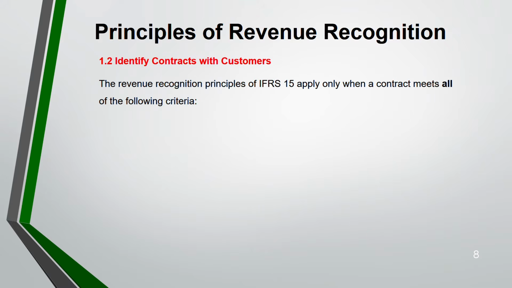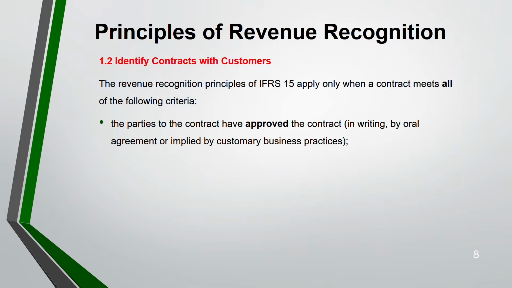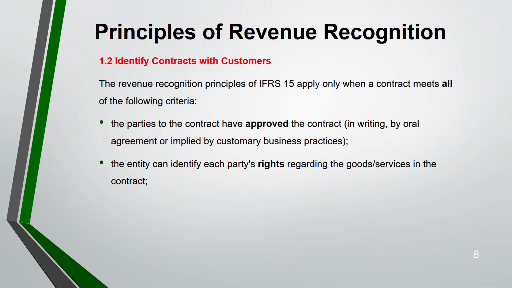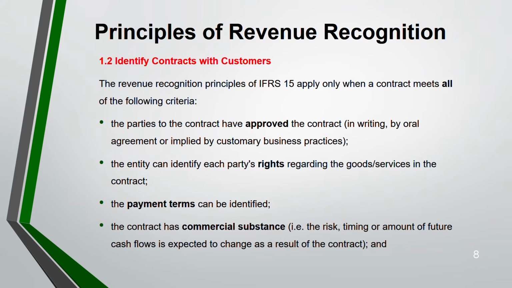Now, the revenue recognition principles of IFRS 15 apply only when the contract meets all of the following criteria. First one, parties to the contract have approved the contract either in writing or orally, or it is implied by customary business practice. Next, the entity can identify each party's rights regarding goods and services. Payment terms have been identified. Contract has a commercial substance. That means there's a risk to it. Timing is there. Amount, future cash flow, they will change because of the contract.